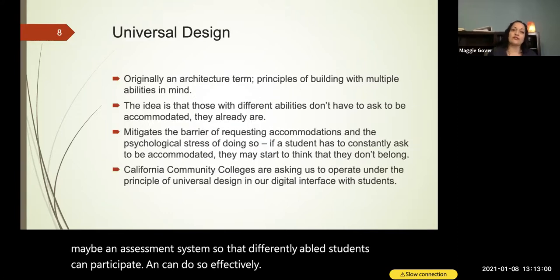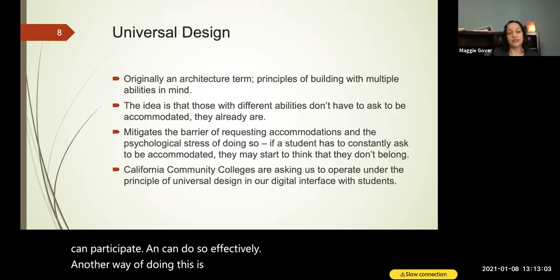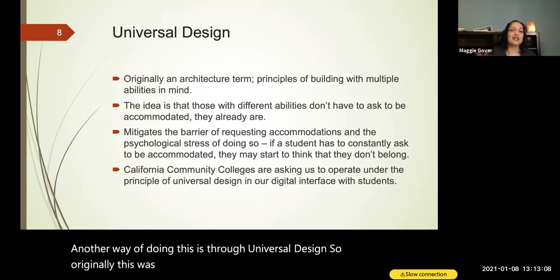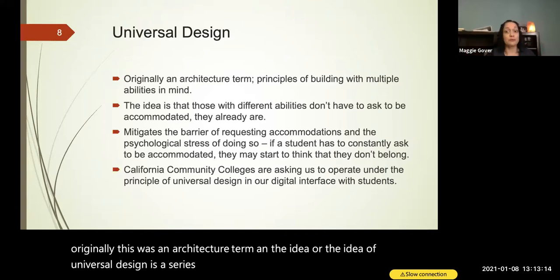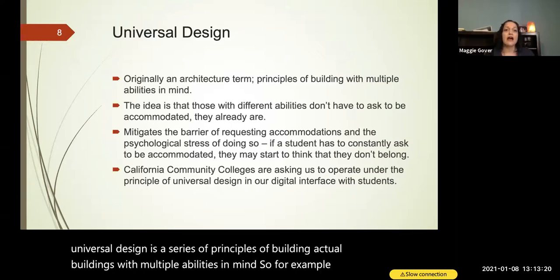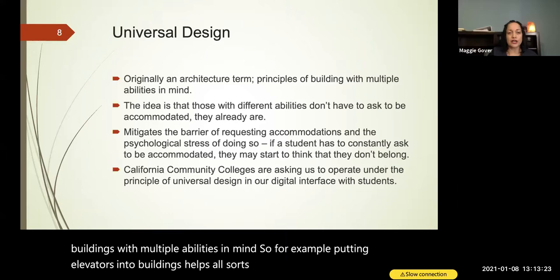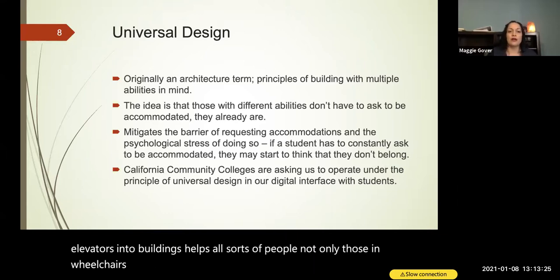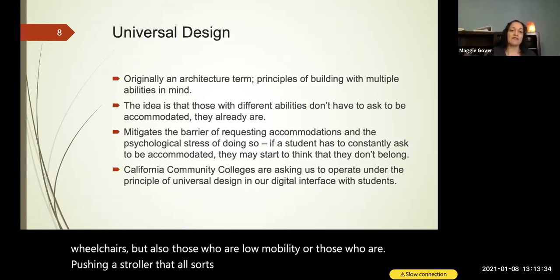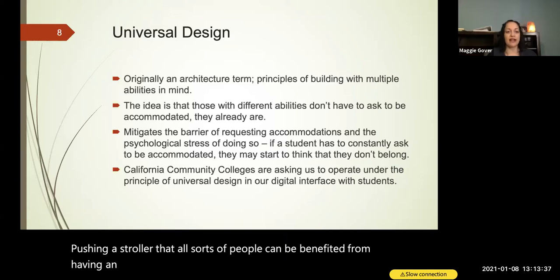Another way of doing this is through universal design. So originally this was an architecture term, and the idea of universal design is a series of principles of building actual buildings with multiple abilities in mind. So for example, putting elevators into buildings helps all sorts of people, not only those in wheelchairs, but also those who are low mobility or those who are pushing a stroller. All sorts of people can be benefited from having an elevator in the building and not just stairs, right? So that's a principle of universal design.